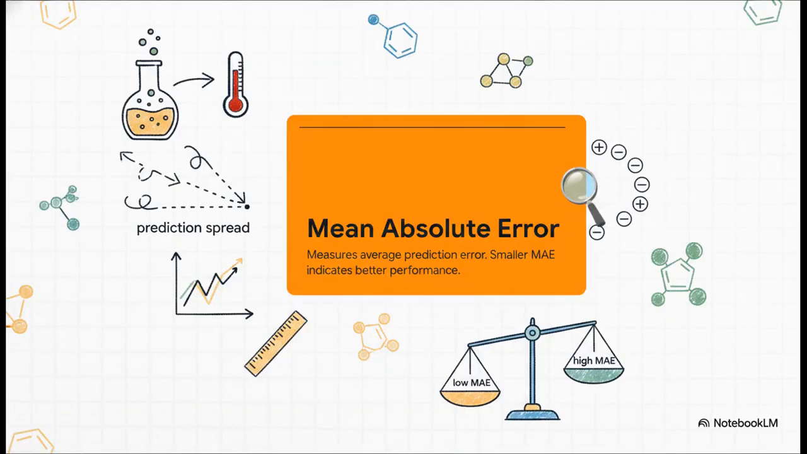Now, when we switch over to regression tasks where we're predicting exact numbers like boiling points or reaction yields, we need different metrics. Here we use the mean absolute error, or MAE, to calculate the average magnitude of the model's mistakes. If we're predicting boiling points and our MAE is 2 degrees, it simply means our predictions are, on average, off by 2 degrees. Naturally, a smaller error means a superior, much more reliable model.